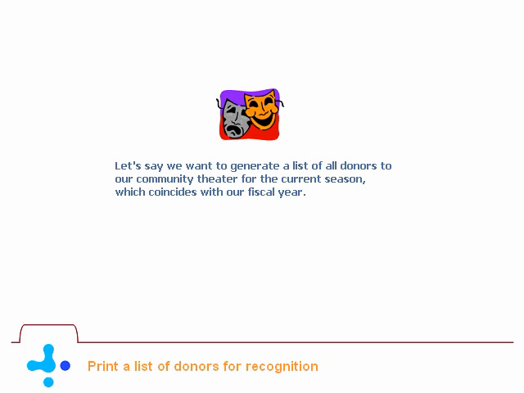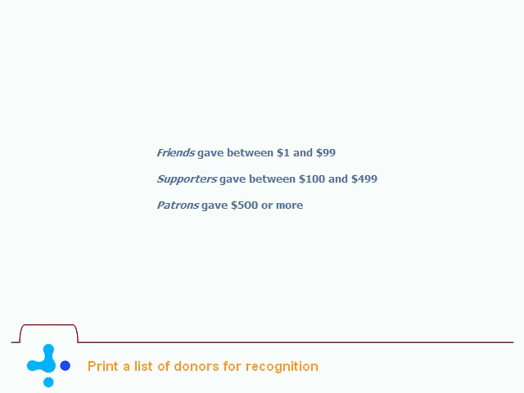Let's say we want to generate a list of all donors to our community theater for the current season, which coincides with our fiscal year. And we want to recognize contributors at the following levels. Friends gave between $1 and $99. Supporters gave between $100 and $499. And patrons gave $500 or more.